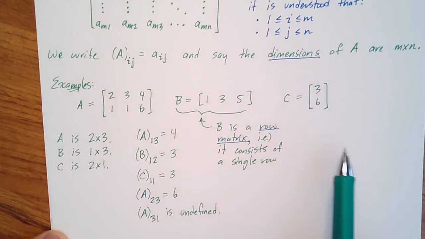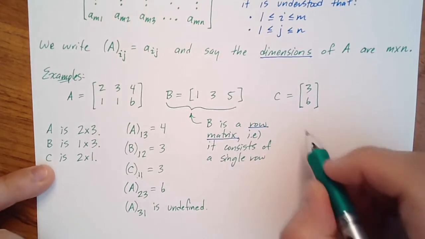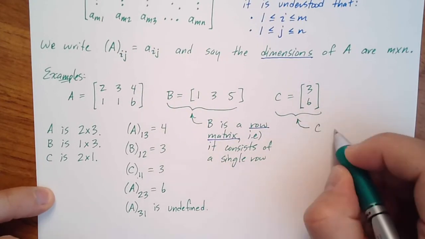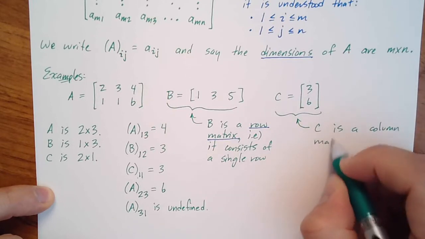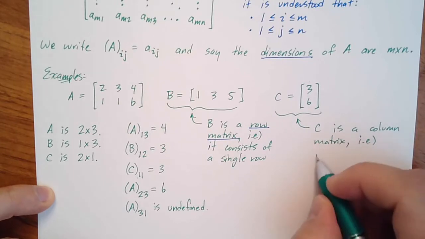What about C? C is a type of matrix as well. It's called a column matrix because it consists of a single column. Let's write that down as well. So C is a column matrix. So in other words, it consists of a single column.